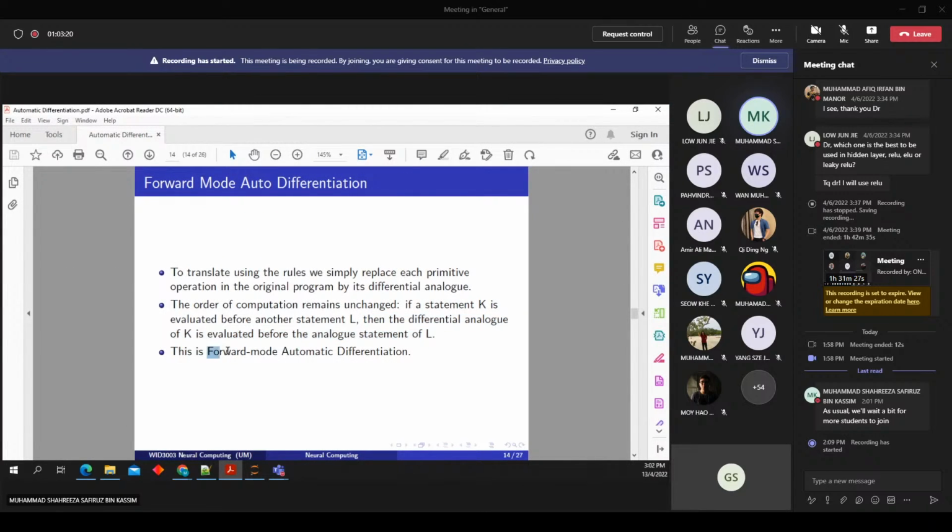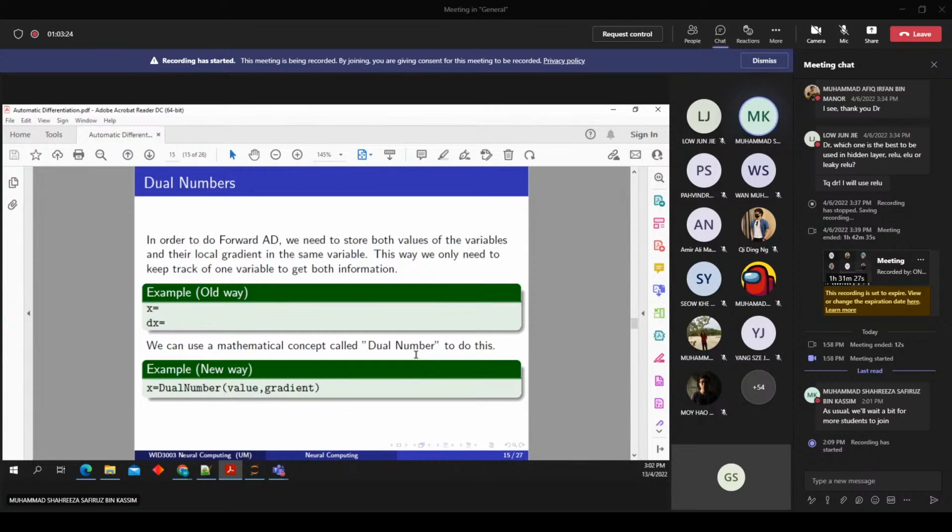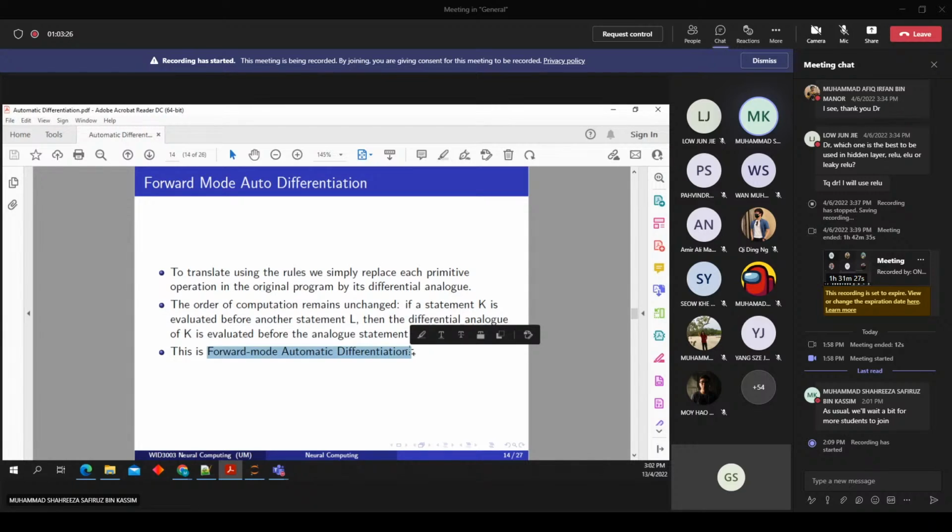So this is forward mode automatic differentiation, right? This is forward mode automatic differentiation. I'll just pause for a while. Do you have any questions? If you have any questions regarding the assignment, you can leave comments in the chat as well.